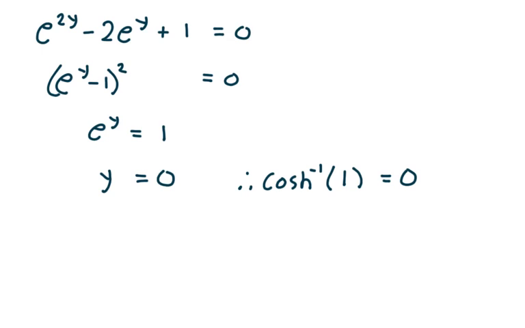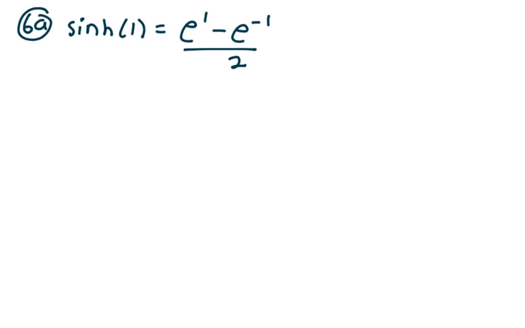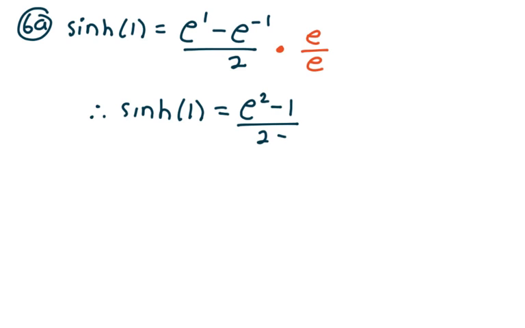If we take a look at 6a, suppose we want hyperbolic sine of 1. But this is e to the first minus e to the negative 1 divided by 2. And I'm going to multiply numerator and denominator by e. And so, therefore, hyperbolic sine of 1 is the same as e squared minus 1 divided by 2e. That's it.